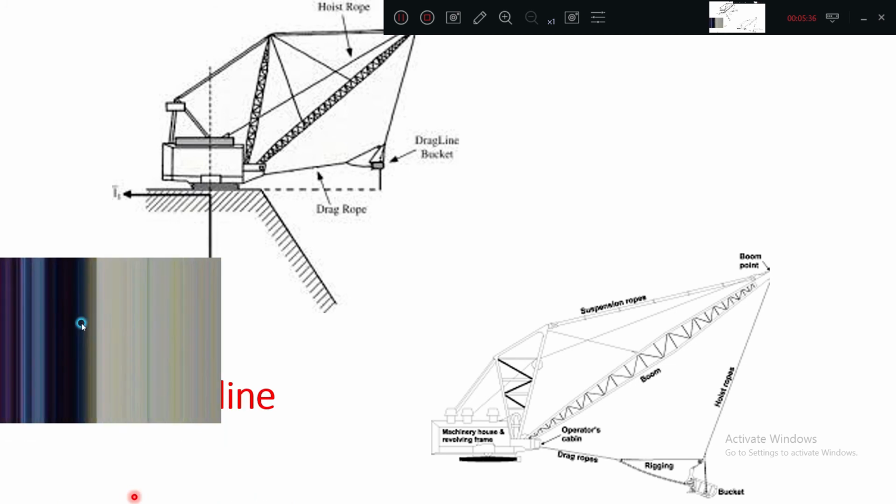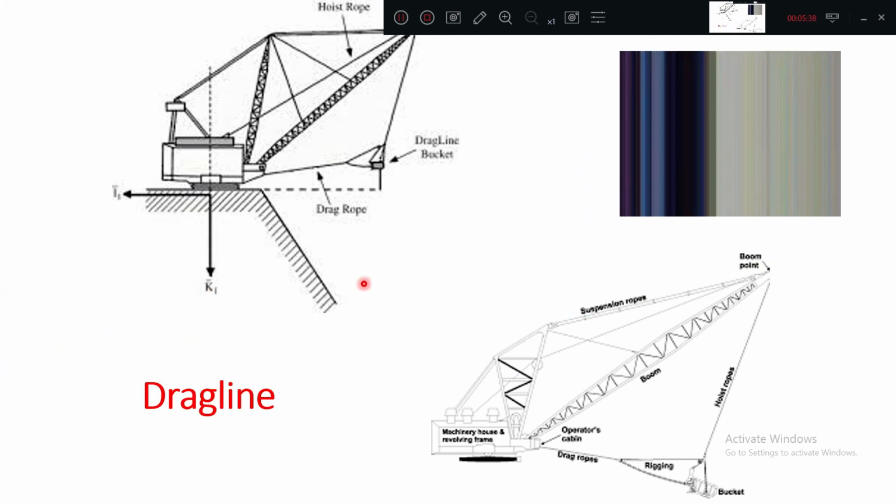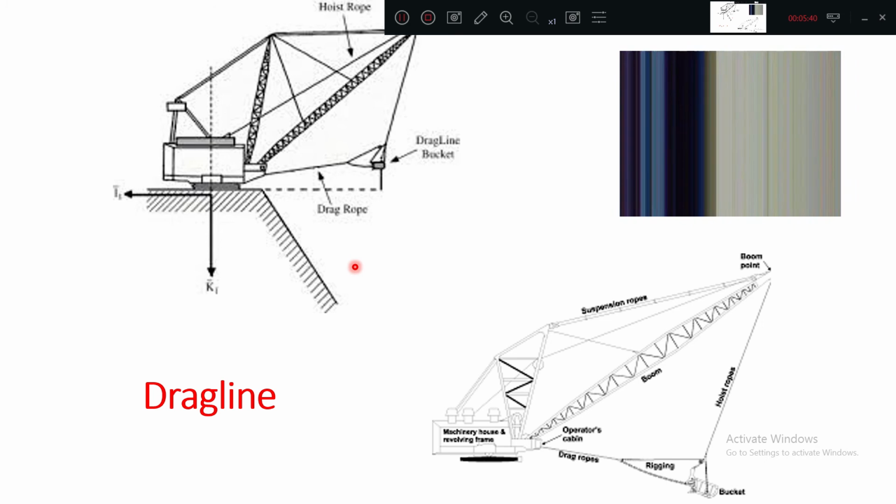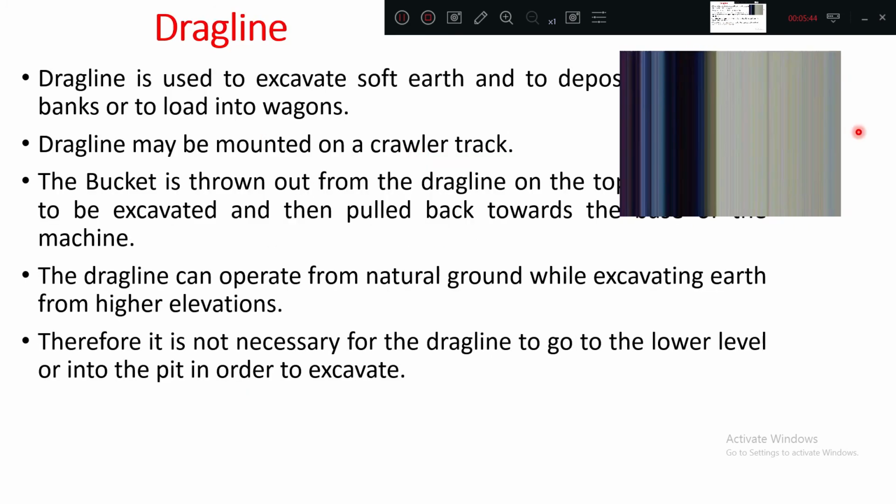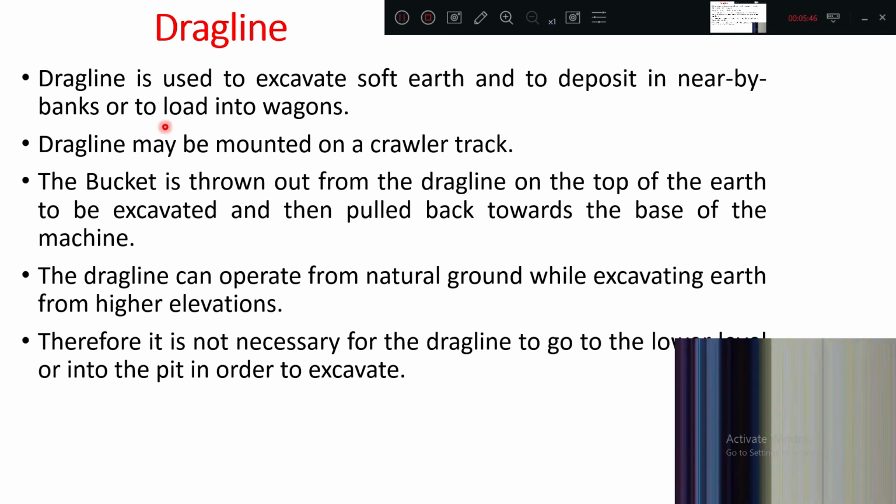Can you see this one? Dragline is used to excavate soft earth and to deposit it near banks. See the word nearby banks. Banks means what? River banks or seashores. Or it can load into the wagons, or some vehicle is coming and that is dumped there.